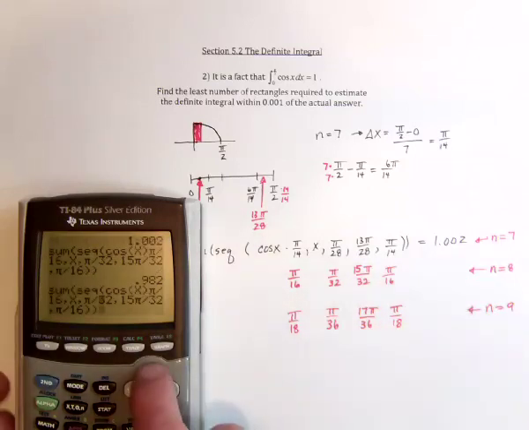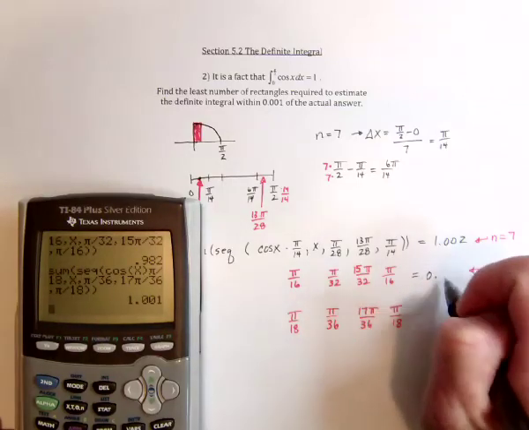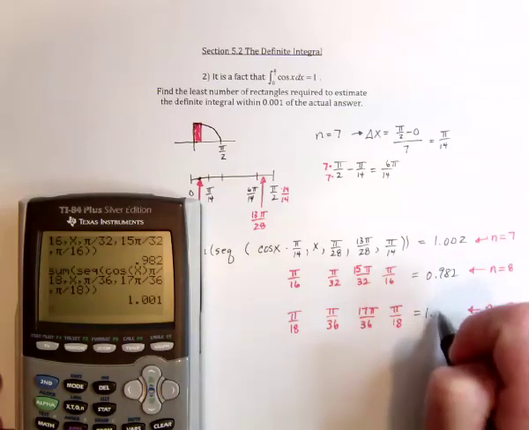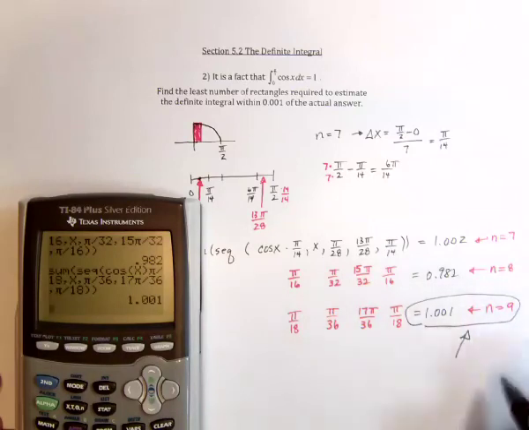Second enter, and this is an 18, this is a 36, an odd number over 36, and this is an 18, 1.001, come on, yes. Okay, so for a sense of completion, this was a 0.982, and this one was 1.001. So there's the answer. 9 rectangles needed.